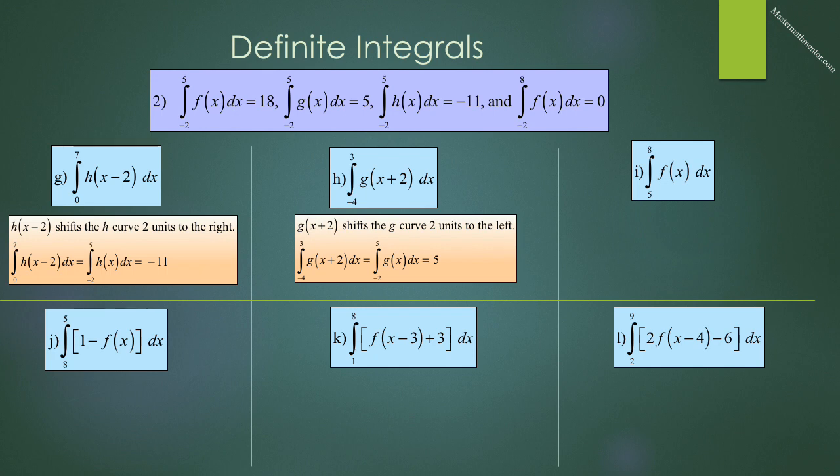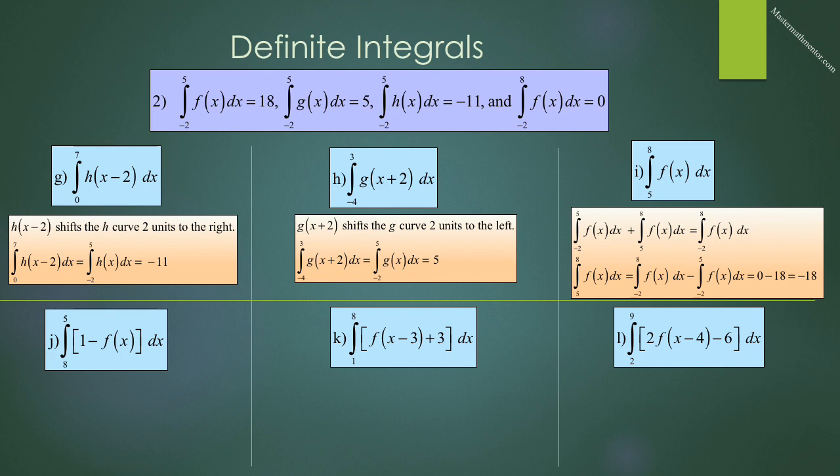H asks for the integral from negative 4 to 3 of g of x plus 2 dx. G of x plus 2 shifts the g curve 2 units to the left. So the integral from negative 4 to 3 of g of x plus 2 dx equals the integral from negative 2 to 5 of g of x dx. Again, if we start with the integral from negative 2 to 5 of the g function and shift it 2 units to the left, we get the integral from negative 4 to 3 of g of x plus 2 dx. And we know that answer is 5.